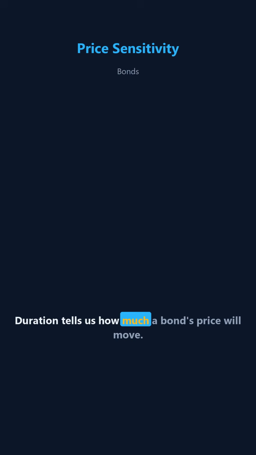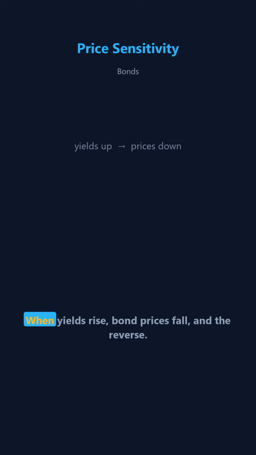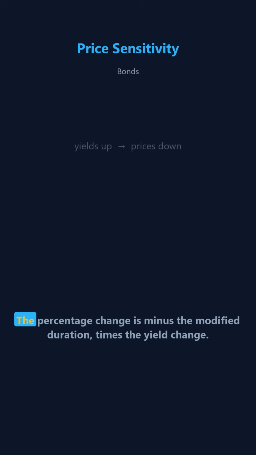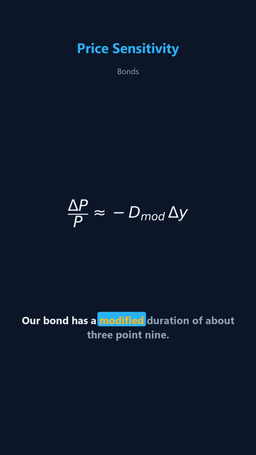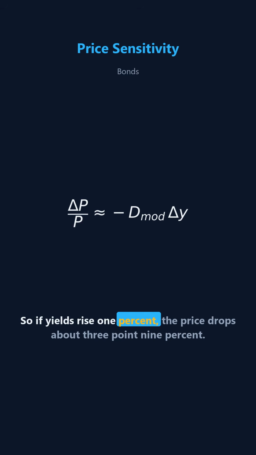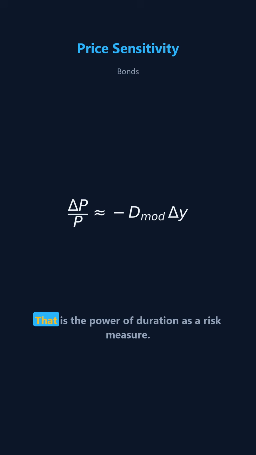Duration tells us how much a bond's price will move. When yields rise, bond prices fall, and the reverse. The percentage change is minus the modified duration times the yield change. Our bond has a modified duration of about 3.9. So if yields rise 1%, the price drops about 3.9%. That is the power of duration as a risk measure.